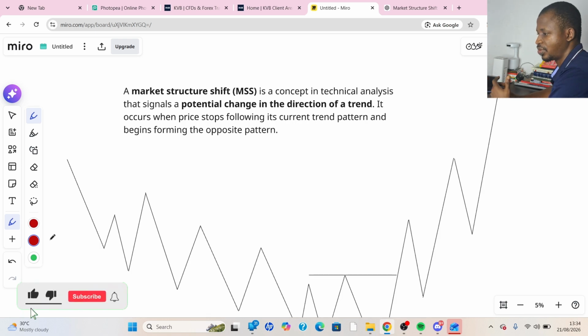Hello there. Today I want to talk about market structure because whether you like it or not, you are going to be seeing this thing playing out on the chart every now and then. You understand what market structure actually is?